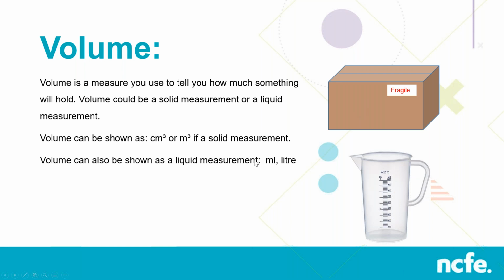Volume can also be shown as a liquid measurement, millilitres or litres. And when you're writing millilitres or litres, you don't need to write squared, because a millilitre is not a linear measurement. It's not a straight line. Millilitres and litres are measures of volume.